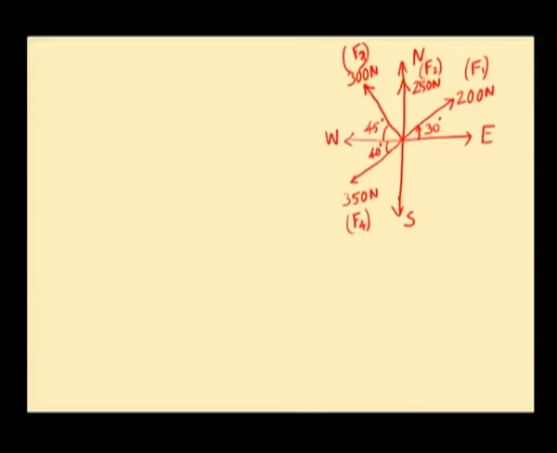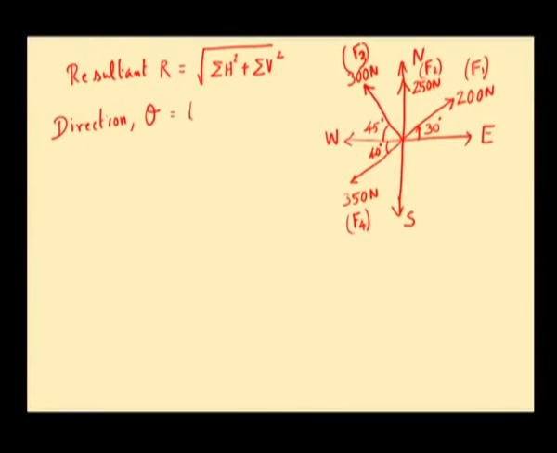In the problem you are asked to determine the magnitude and direction of resultant of all the 4 forces. Here the resultant R will be computed as square root of sigma H square plus sigma V square. So, this is the magnitude of the resultant, and the direction of the resultant is given as theta, which will be equal to tan inverse of sigma V divided by sigma H.